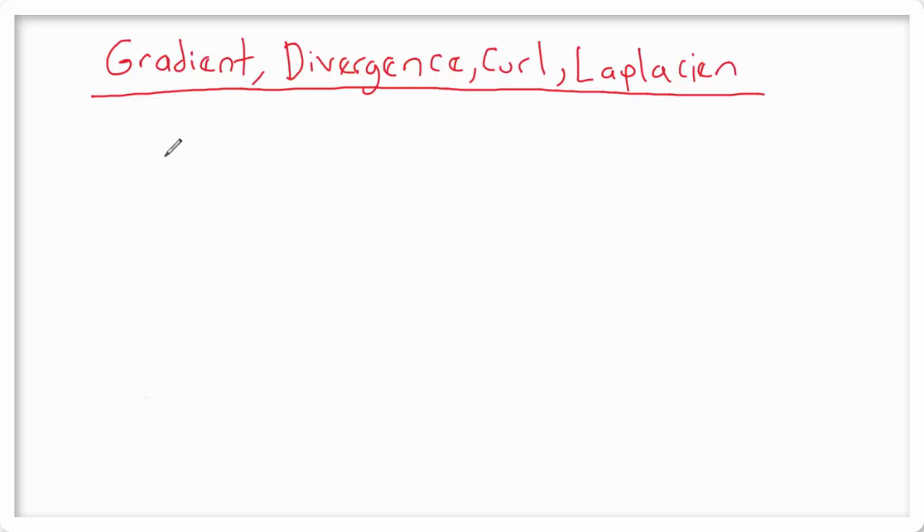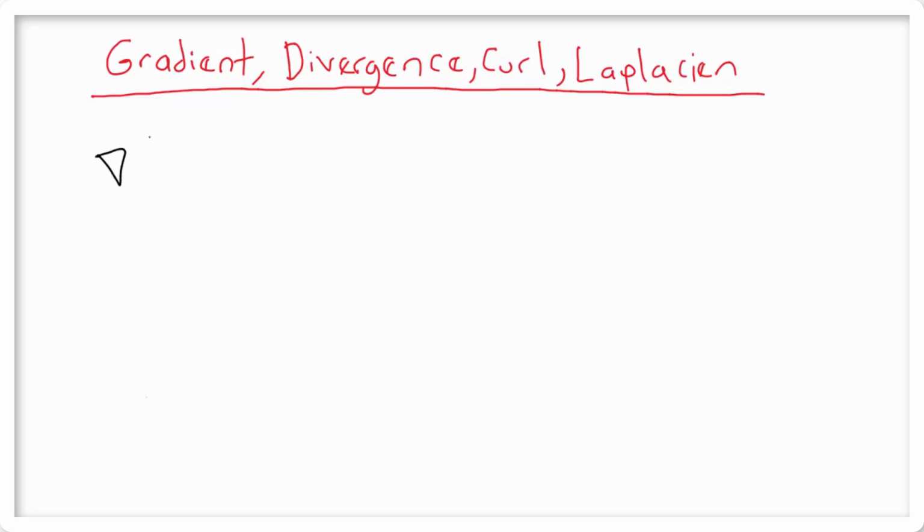Hello my friends, today I want to give you information about gradients, divergence, curl and Laplacian. First of all, I have to say that after understanding these, we will use them in many questions, so what they mean is very important for us. First of all, I want to start with this.